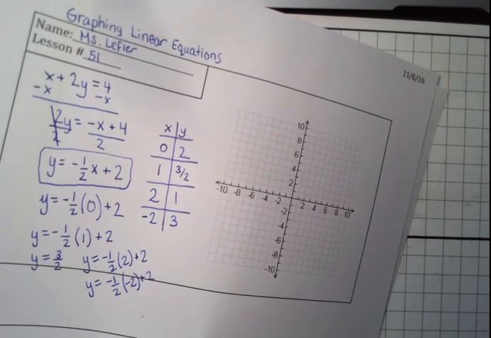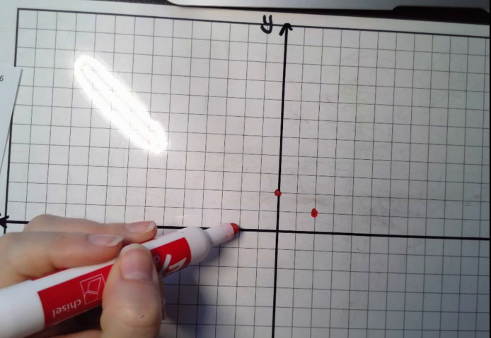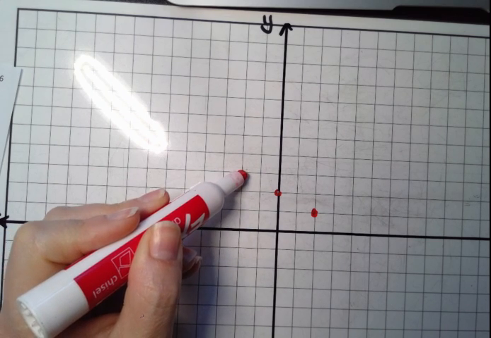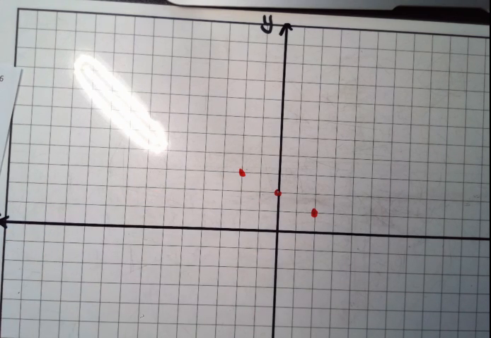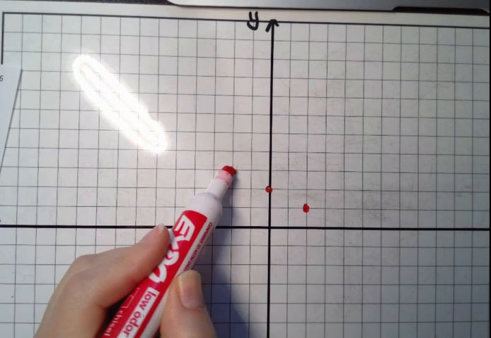And then the next point was -2, 3. So -2 and then 3 up. So we can see I've got 3 points here, which I can connect with a line.